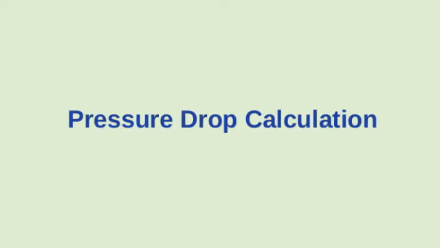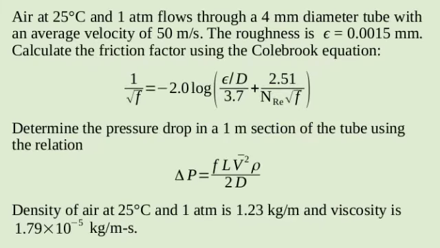Pressure drop calculation. This is the problem statement. Air at 25 degrees centigrade and 1 atmospheric pressure flows through a 4 millimeter diameter tube, and the average velocity of the air is 50 meter per second. The roughness of the tube is given.